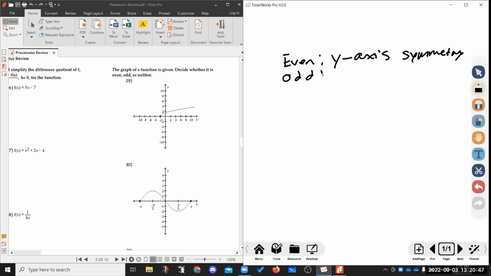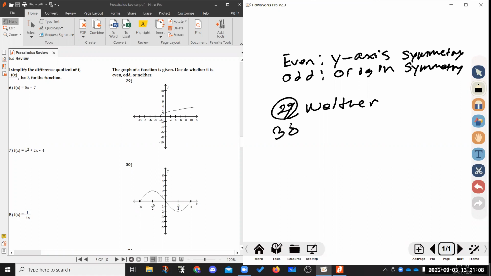Odd functions are going to have origin symmetry. So we're going to look at the graph to decide what type of symmetry this function might have. It looks like it has neither. So 29 is neither, because it doesn't reflect across the y-axis, and it doesn't reflect across the origin.